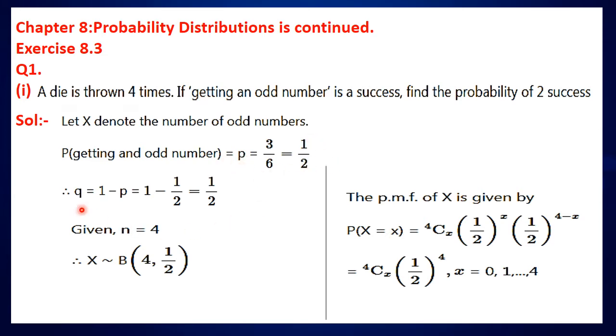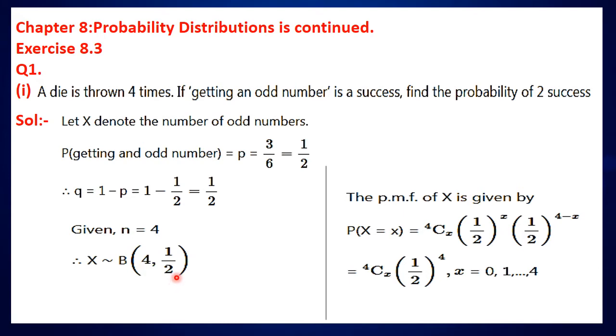Then q is obtained by subtracting p from 1, that is 1 minus 1 by 2 is equal to 1 by 2. And here it is given that there are 4 throws, that is n is equal to 4. Then we can write the variable x follows the binomial distribution with parameters 4 and 1 upon 2, that is n is equal to 4 and p is equal to 1 upon 2.